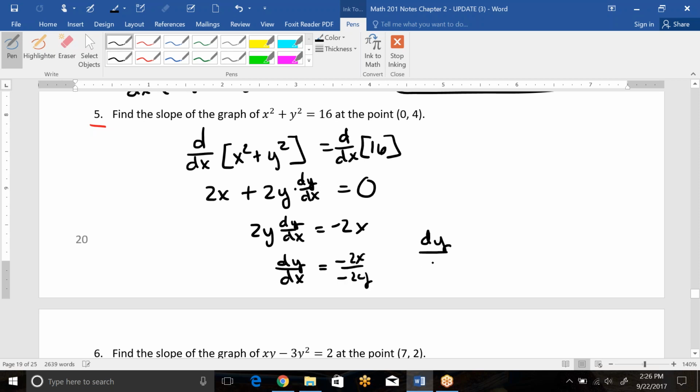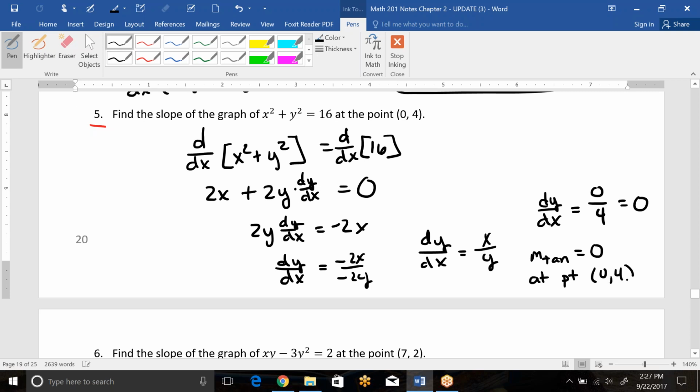So dy/dx is x over y. That's my formula to find my slope. I need to find out what would be the slope of the tangent line at this specific point. So dy/dx, plug in 0 for x and 4 for y, and that would be 0. So the slope of the tangent is 0 at the point (0, 4).